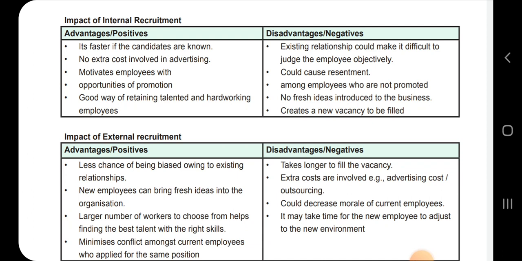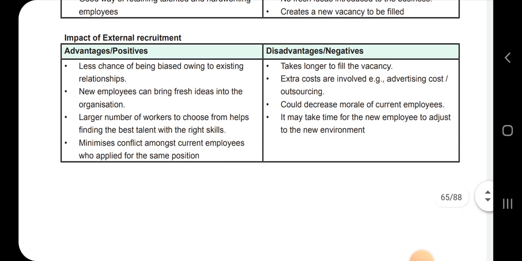So the negative impact of internal recruitment on the business is that existing relationships could make it difficult to judge the employees objectively. If you know somebody very well and you're familiar with them, it might not be easy to judge them fairly. Could cause resentment among employees who are not promoted. No fresh ideas introduced to the business because they're people that we work with on a daily basis. Create a new vacancy to be filled.